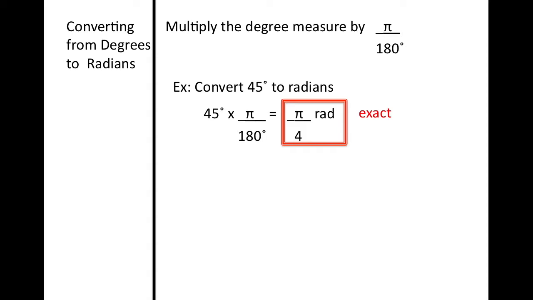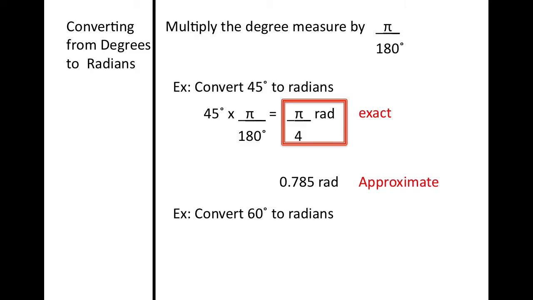Now, when we're trying to convert from degrees to radians, all you have to do is multiply the degrees by pi over 180, and that will give you the amount of radians. For example, if you were to convert 45 degrees to radians, all you would need to do is multiply that by pi over 180, and you would get an answer of pi over 4, to be exact. Or, in decimal form, this would be the approximate.